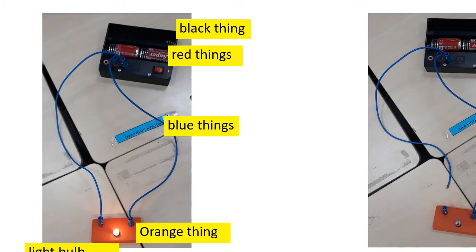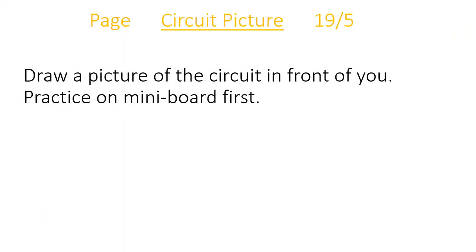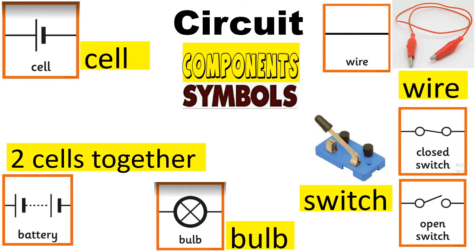At first, some of us didn't know the names of these parts, so we just called them thing and their color. So black thing, red thing, blue thing, orange thing, and everyone knew the name of the light bulb. So after we drew the circuit picture, we learned about the circuit symbols. Okay, so these symbols represent actual things, and they don't always look like those things.